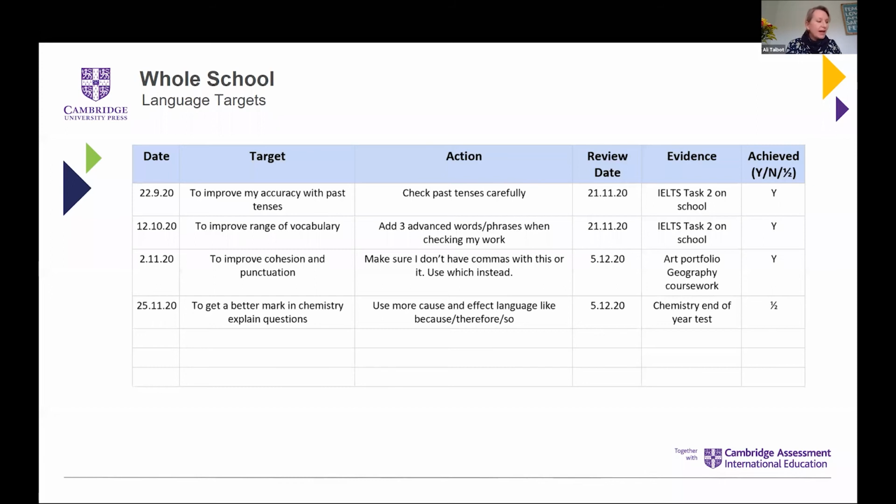The teacher can say, have a look at your EAL targets, remember what you need to do. Like this one at the bottom, for example, I need to get a better mark in my chemistry explain questions, so I need to use more cause and effect language, and then they can tick off when they have managed to do it.